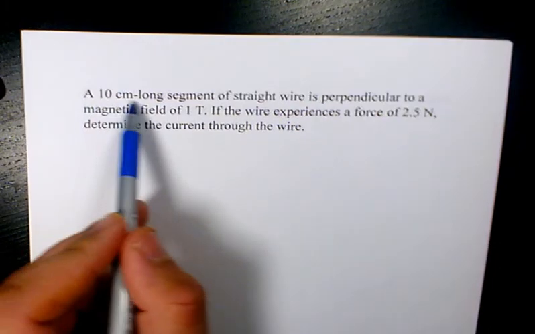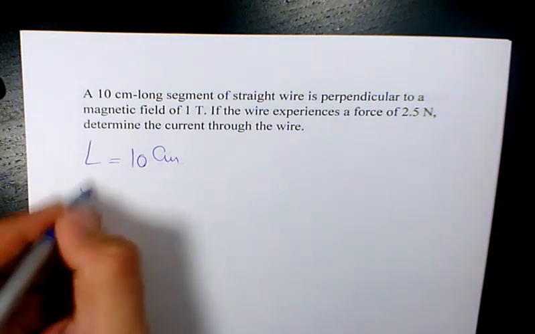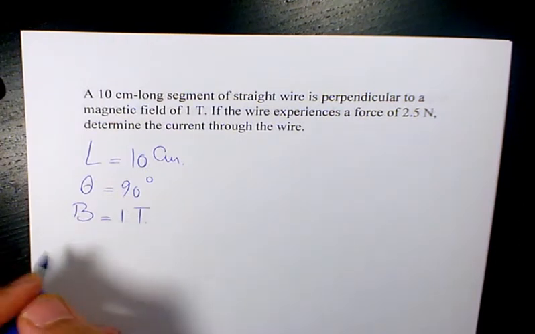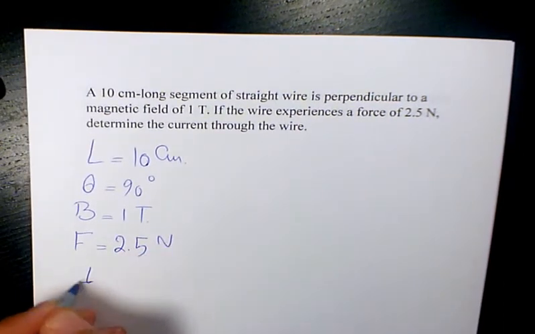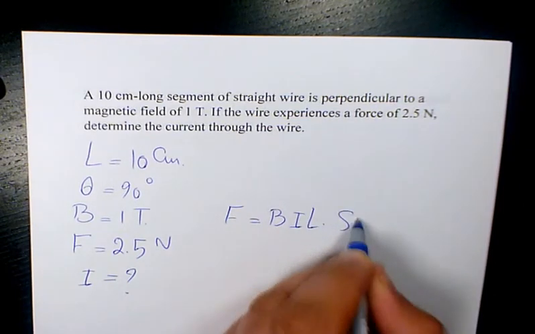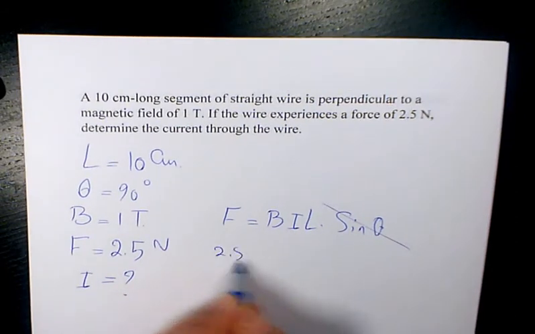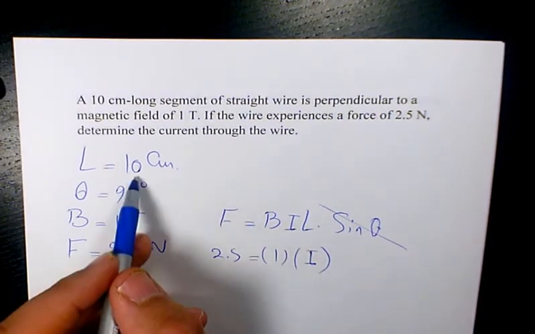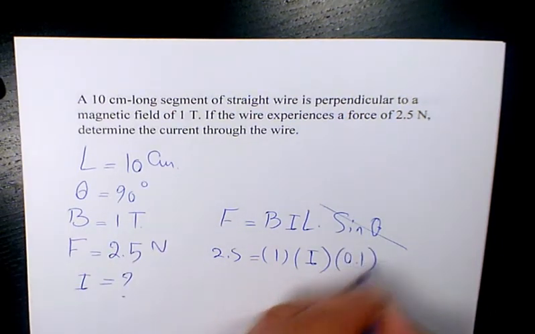Next example, a 10 centimeter long segment of a straight wire is perpendicular, so theta is 90, to a magnetic field, which is 1 Tesla. If the wire experiences a force of 2.5 Newton, determine the current through the wire. So again, F equals BIL sine theta. Sine 90 is 1, so this part is going to be 1. F is 2.5. B is 1. I is not given. L is 10 centimeter, but we need to convert it to meters. So 10 divided by 100 is going to be 0.1.